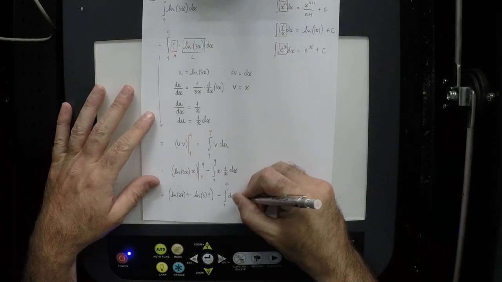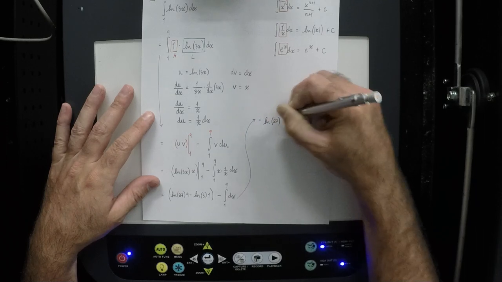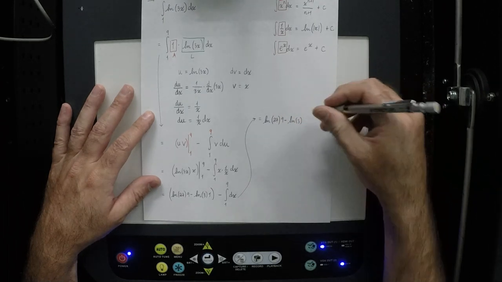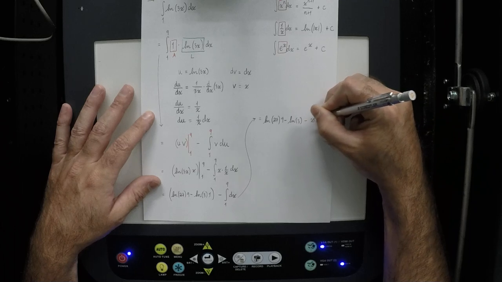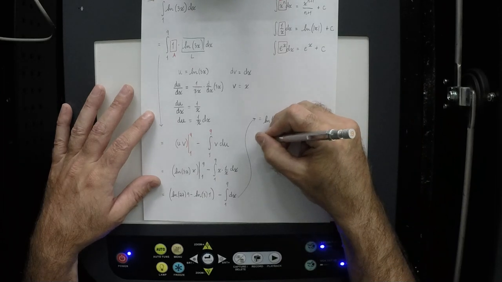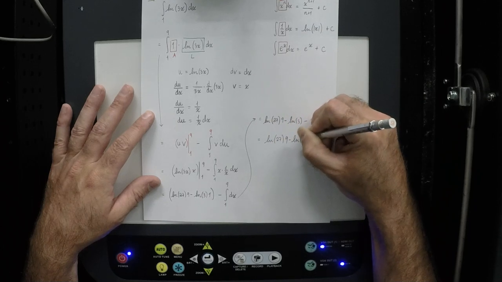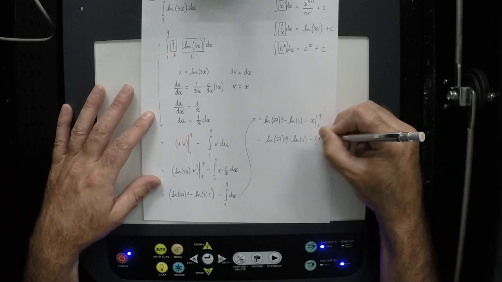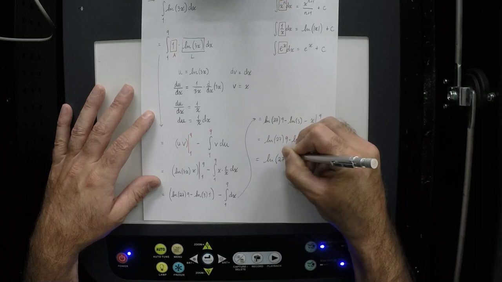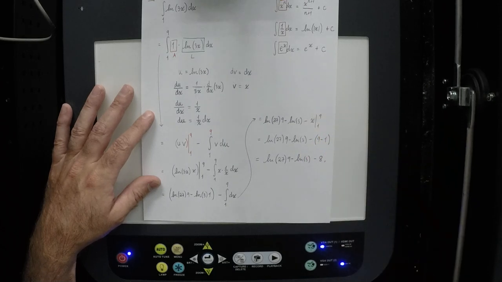Okay. So this is log of 27 times 9 minus log of 3. And then I guess I'll go ahead and use the fundamental theorem, minus x evaluated from 1 to 9. So then this would be log of 27 times 9 minus log of 3 minus 9 minus 1. And that's the answer.